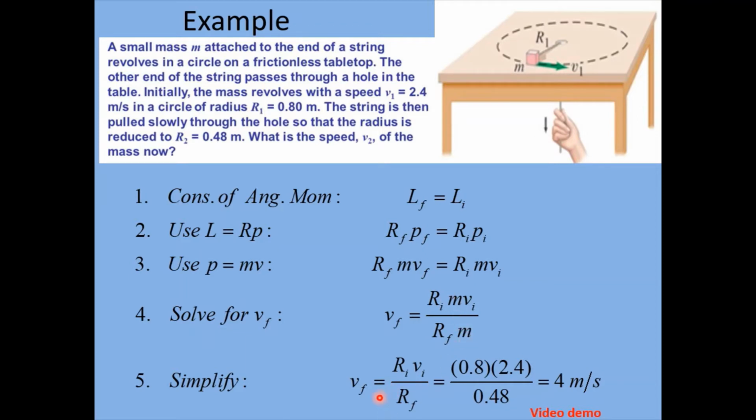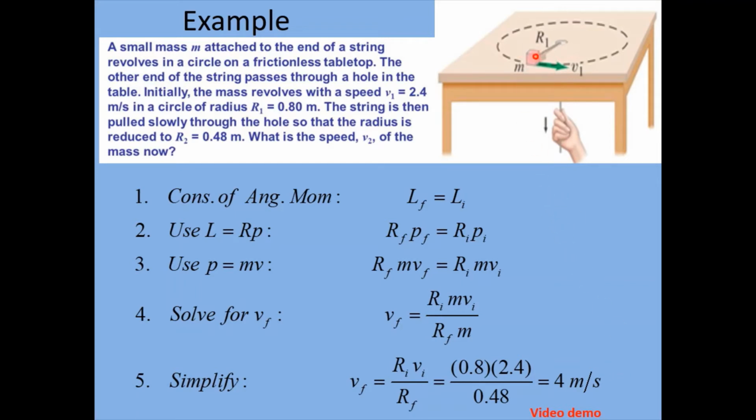So our answer, V final, is equal to the initial radius, which is 0.8, times the initial velocity, which is 2.4, divided by the final radius, which is 0.48. And that comes out to be 4 meters per second. So we can see that, sure enough, the velocity has increased from its initial speed of 2.4 meters per second to 4 meters per second. We can do a simulation demonstration of this same problem in the following video.